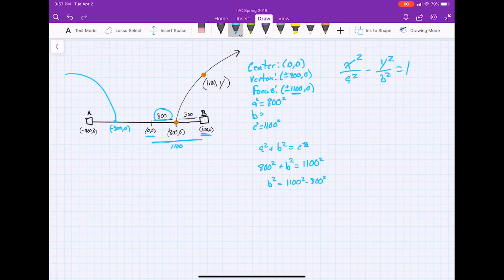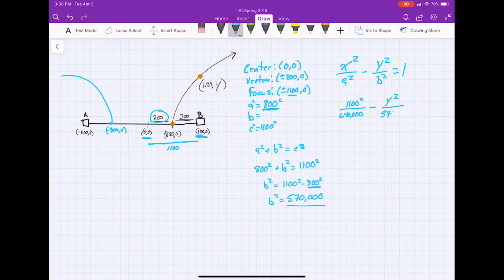Now, just plug this into a calculator real quick, and we will get b squared is equal to 570,000. So there you go. We now have pretty much all the information we need to plug into our hyperbola equation, so then we can solve for y. So our x is that 1100. Remember, we're looking for the 1100 comma y. We're looking for that point. So 1100 squared over 640,000, which is 800 squared. This portion right here. I don't know why I didn't calculate out the 1100, but anyway, we already have the b calculated out as a squared. So 570,000 goes under here equals 1.